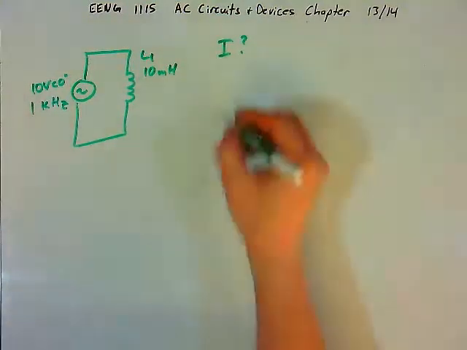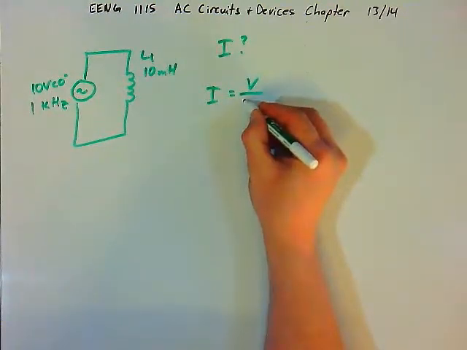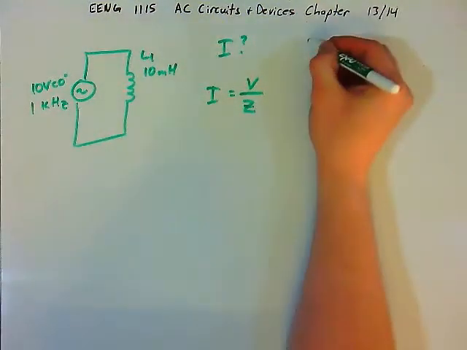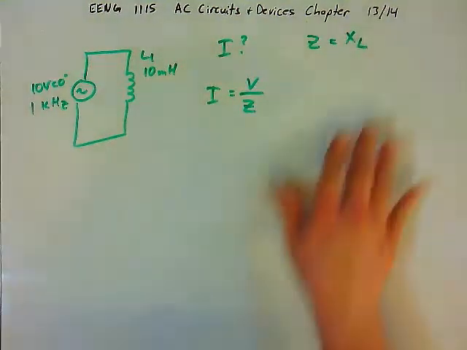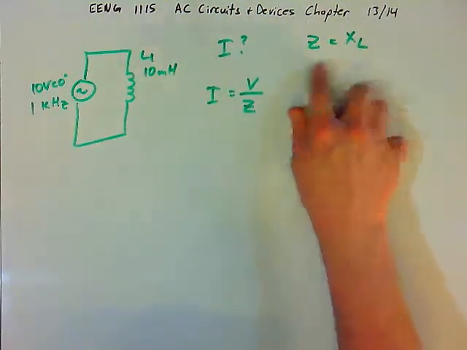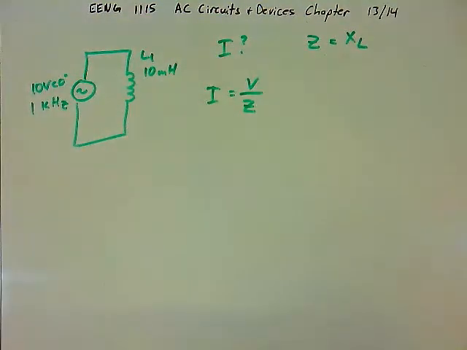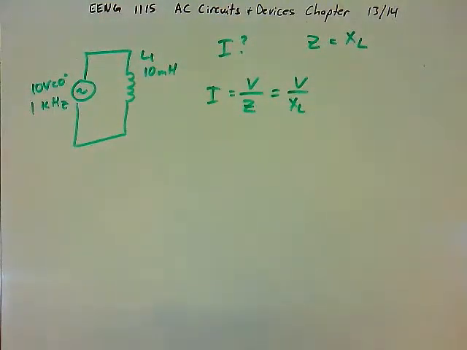Well, we know that the current is equal to the voltage divided by the impedance. Now, in a purely inductive circuit, the impedance is the reactance. Later, when we add a resistor to the circuit, the impedance will be the sum of the reactance and the resistance. So here the resistance is 0. So the current in the circuit will be the voltage divided by the reactance. Now, I know the voltage already, it's 10 volts at 0 degrees, and I want that to be in an RMS value. But what about the reactance?